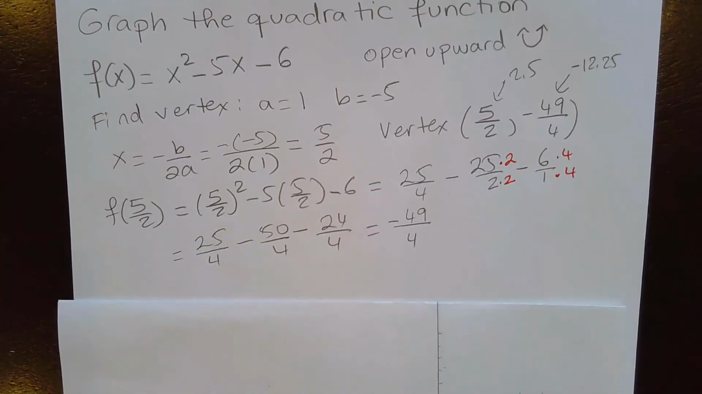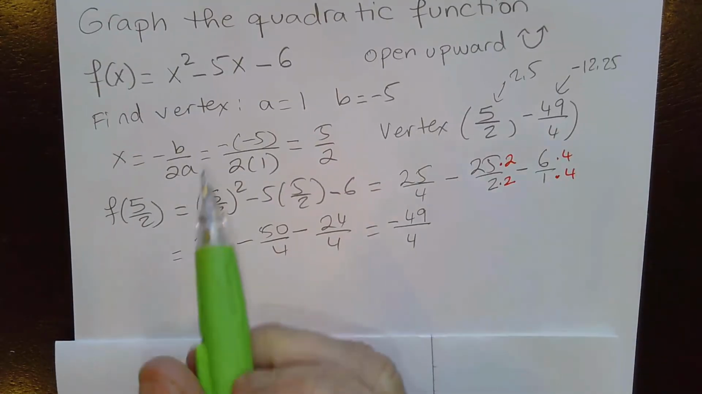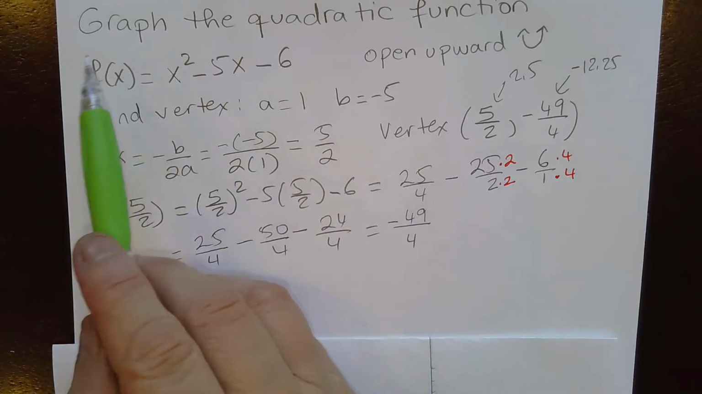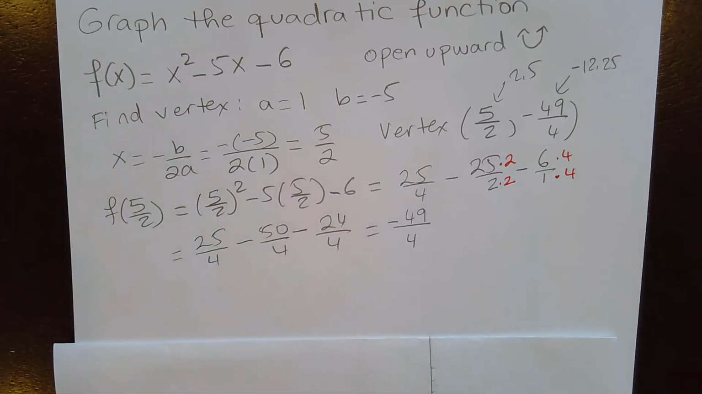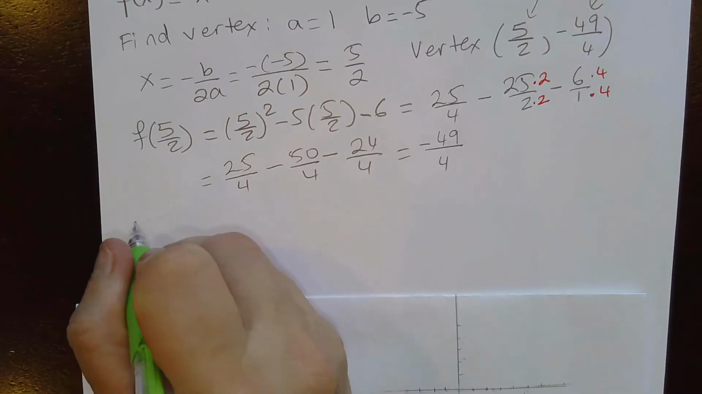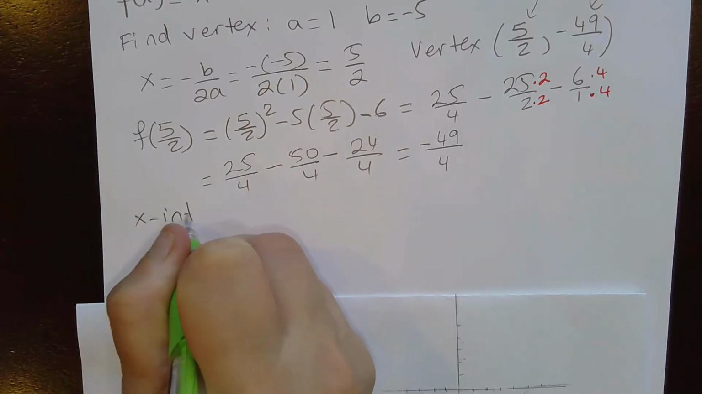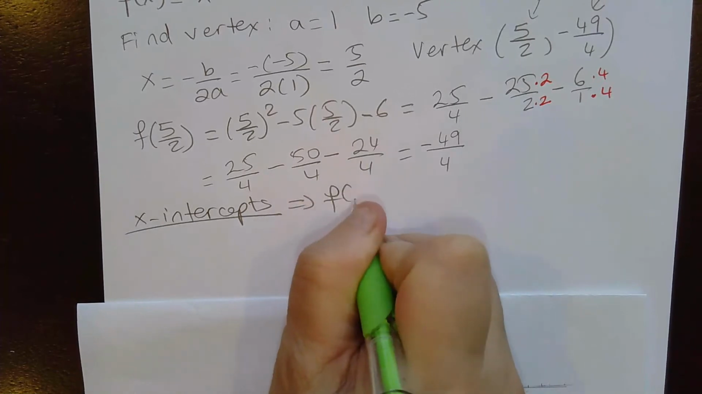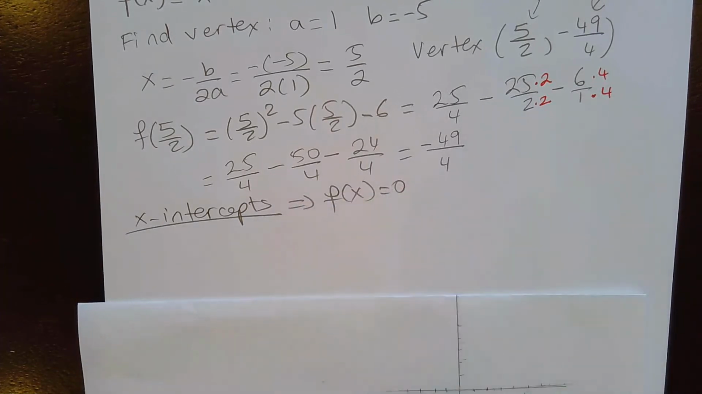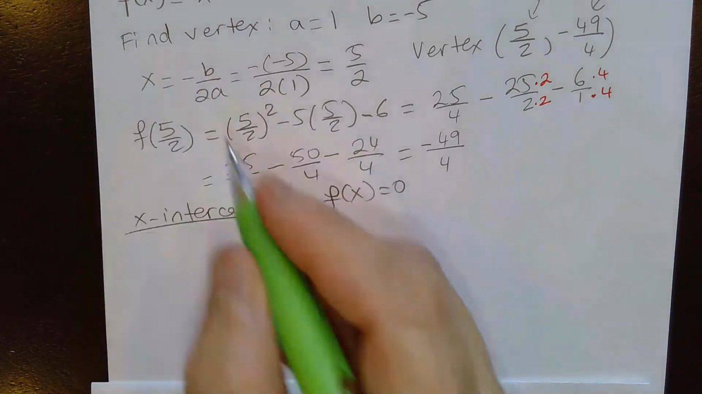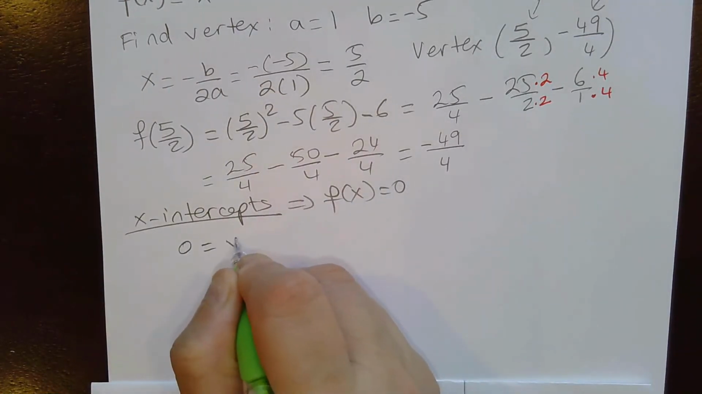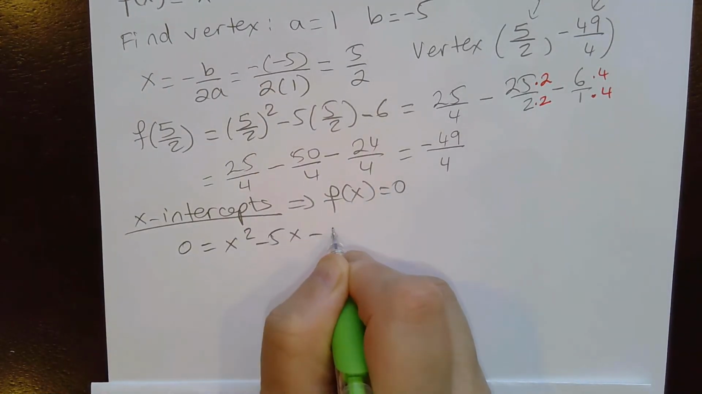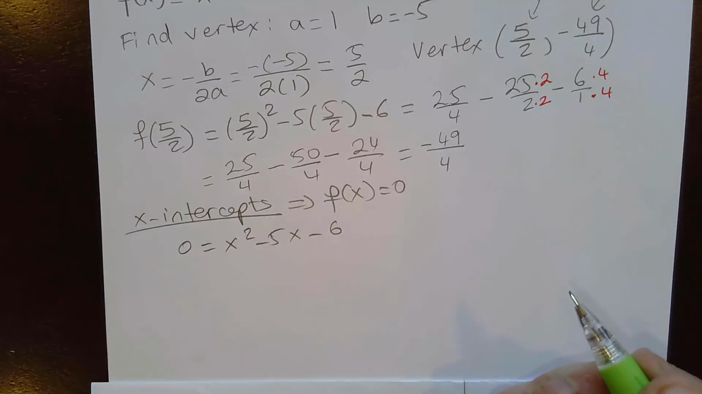How do we find the x-intercept? We set y equal to 0, or in this case, f of x equals 0. Okay, so let's find the x-intercepts. Now the x-intercept, again, that means f of x is equal to 0. So now that means I have 0 equal to x squared minus 5x minus 6, and you can, if you want, put the equal sign on the other side.